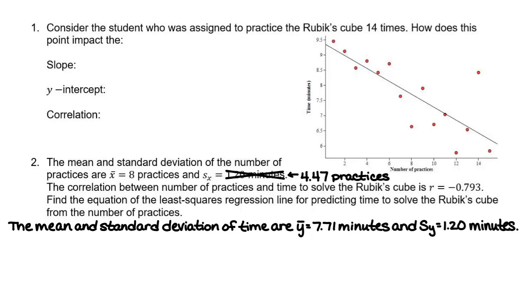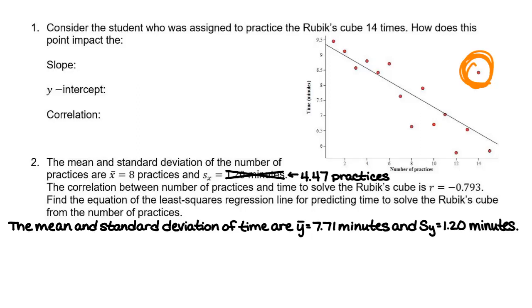at this first part. Consider the student who was assigned to practice the Rubik's Cube 14 times. That's this chicklet. How does that point affect the slope, the y-intercept, and the correlation of this line, of this relationship? What's it doing to my slope? Do you think it would increase it or decrease it? Sorry, I can't hear, so that's why I'm not responding at all.